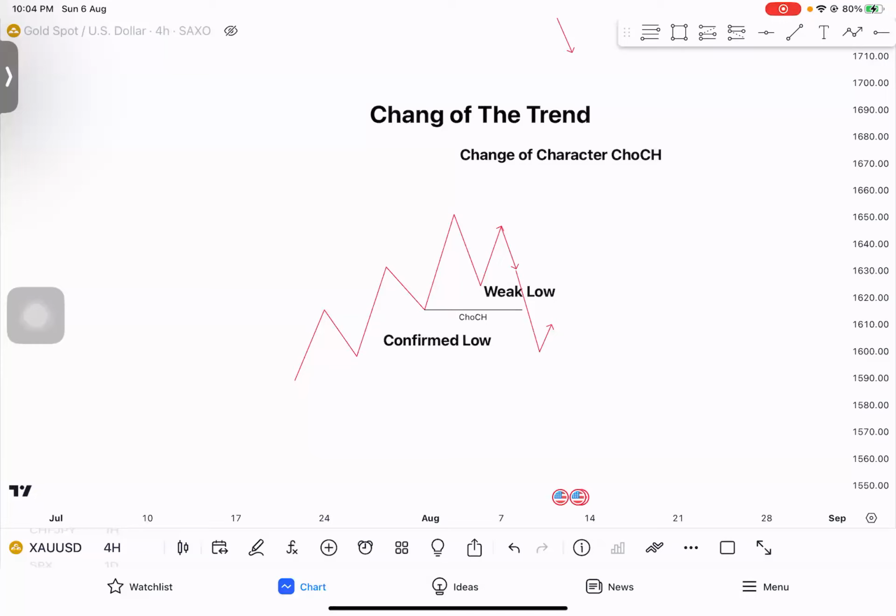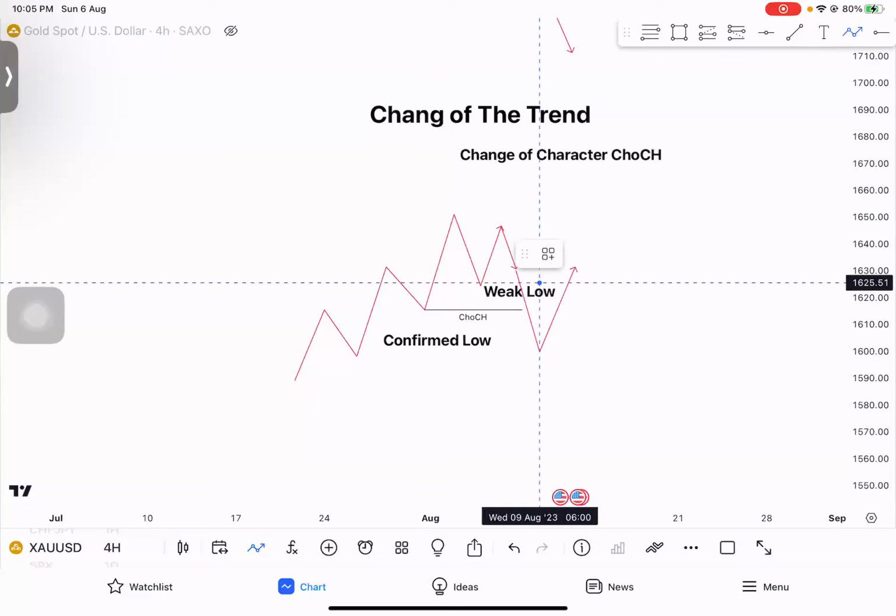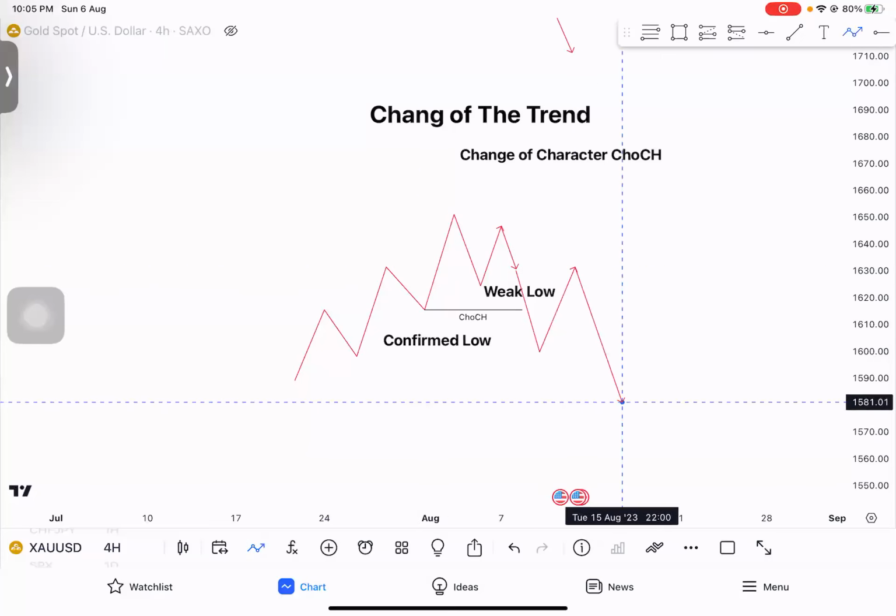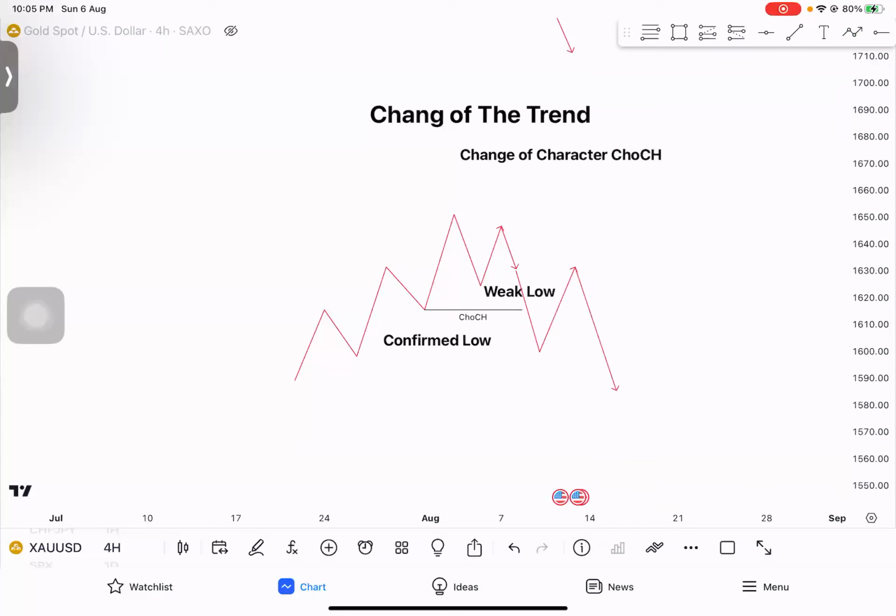So back to the topic, the change of character does not confirm that the trend has changed totally. It just gives you a hint that the trend might be changing. If you want to confirm that the trend has totally changed, it must create what? It must create a new lower high and lower low again in this area.